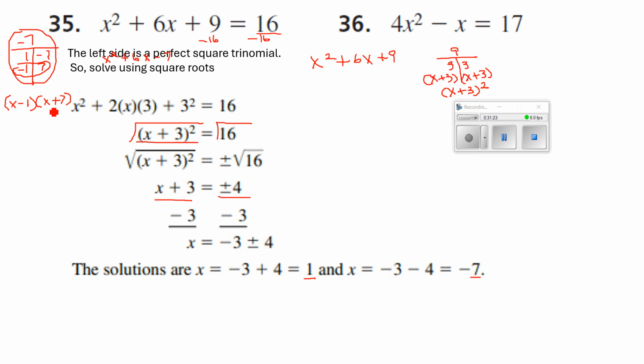And then when we solve for x, we would have had x minus 1 equals 0. And when we solved it, we would have got x equals 1, which is exactly what I got here. And when I solve this other side, x plus 7 equals 0, I would have subtracted 7 from both sides, which would have given me x equals negative 7, which is exactly what I got here. So sometimes there is more than one way of doing it, right? All right, let's move on.